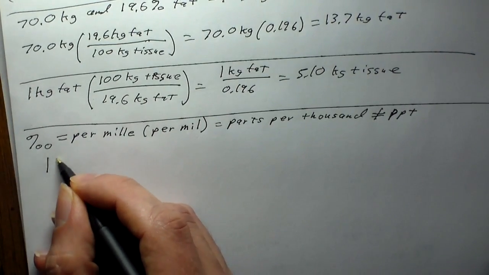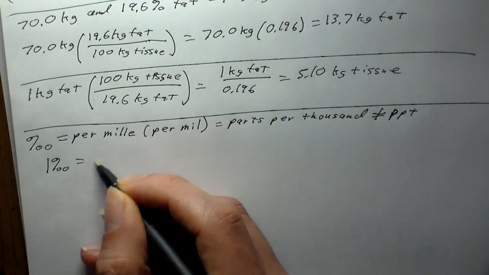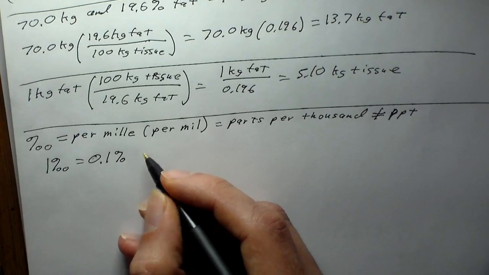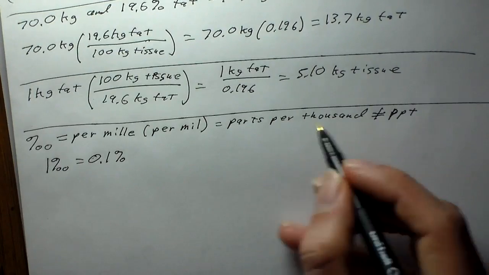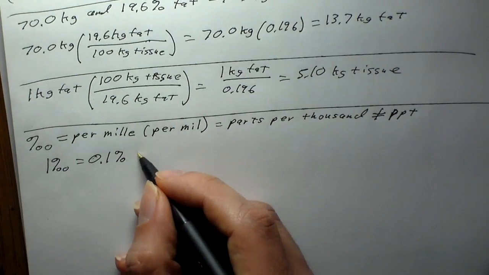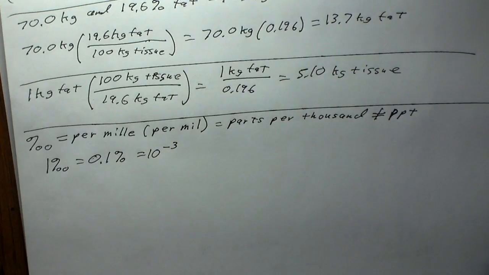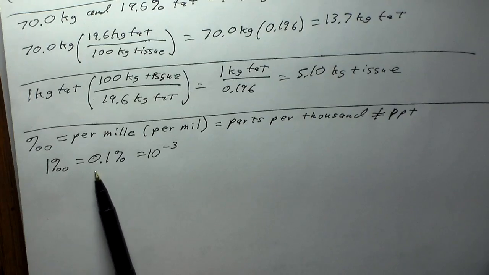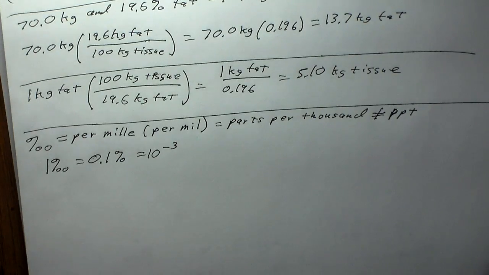So here, 1 per mil is actually equal to 0.1% in this case. Okay, so then this parts per thousand right here is also basically equal to 10 to the minus 3. So remember, percent was 10 to the minus 2, and per mil is just going to be 10 to the minus 3.